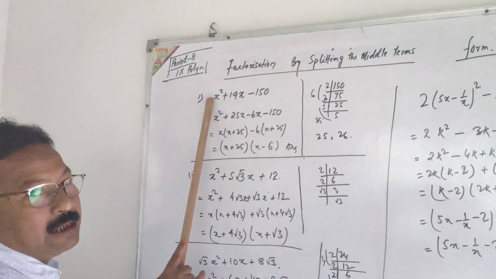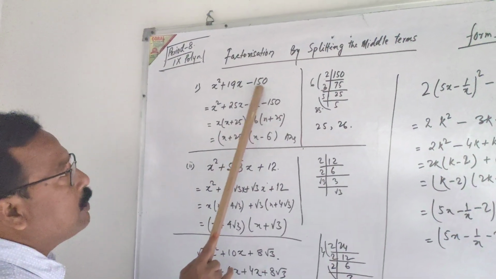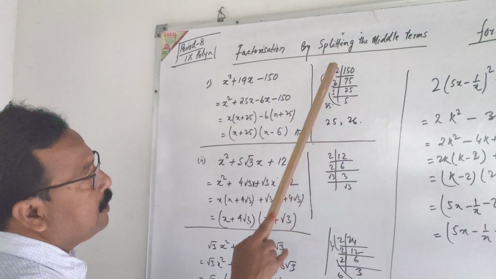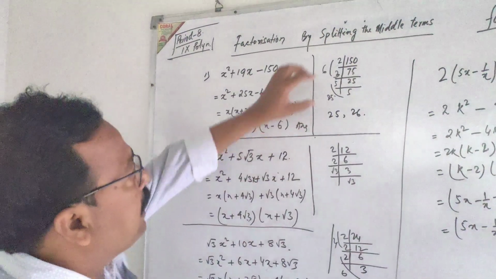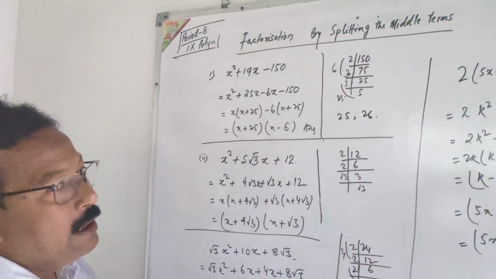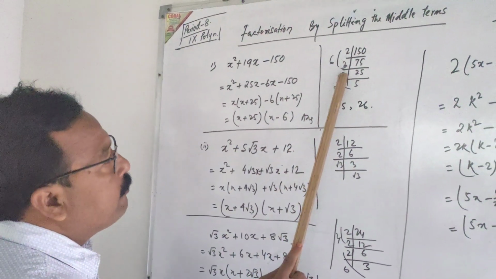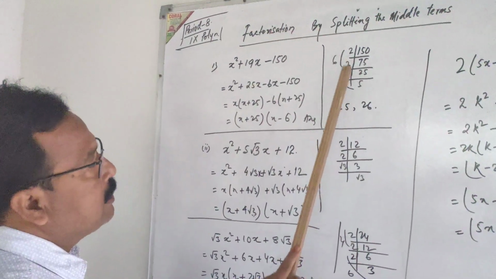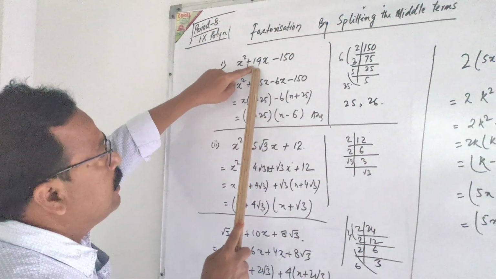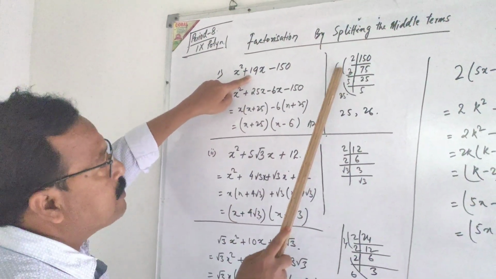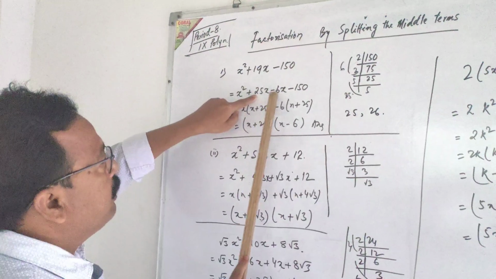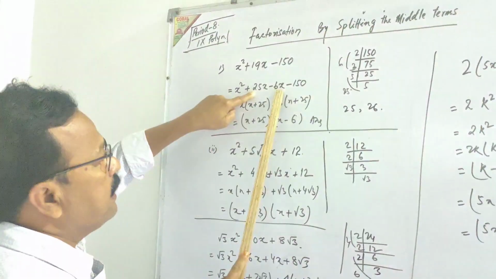Here the coefficient of x square is 1 and this one is 150. 150 into 1 equals 150. On prime factorizing this, we'll get 4 factors. Now we are going to pair these 4 factors in 2s: 5 5s are 25 and 2 3s are 6. 25 plus 6 means 31. Here it is 19, and 25 minus 6 means it is 19. That's why we have taken 25x minus 6x.